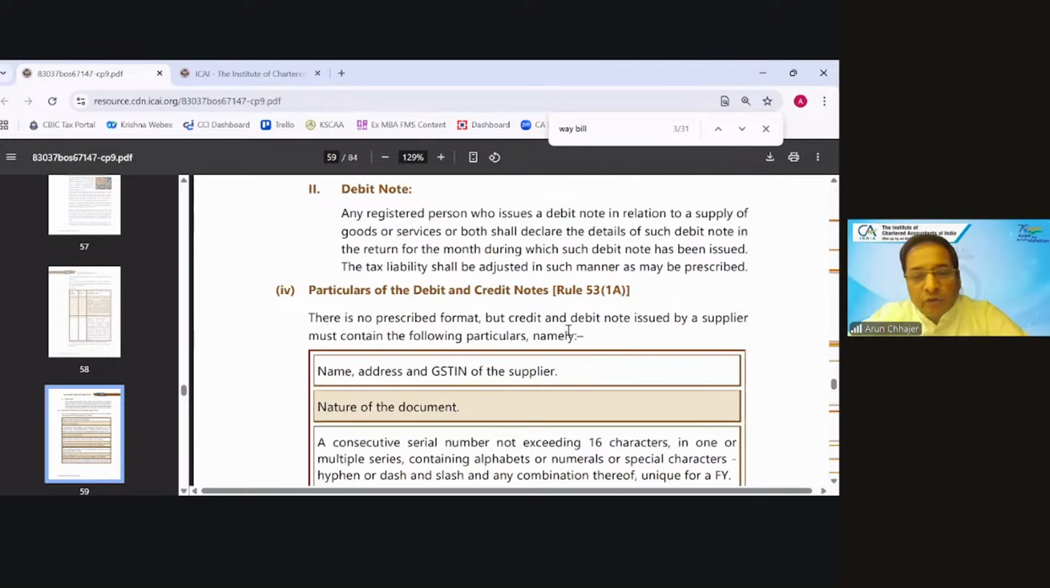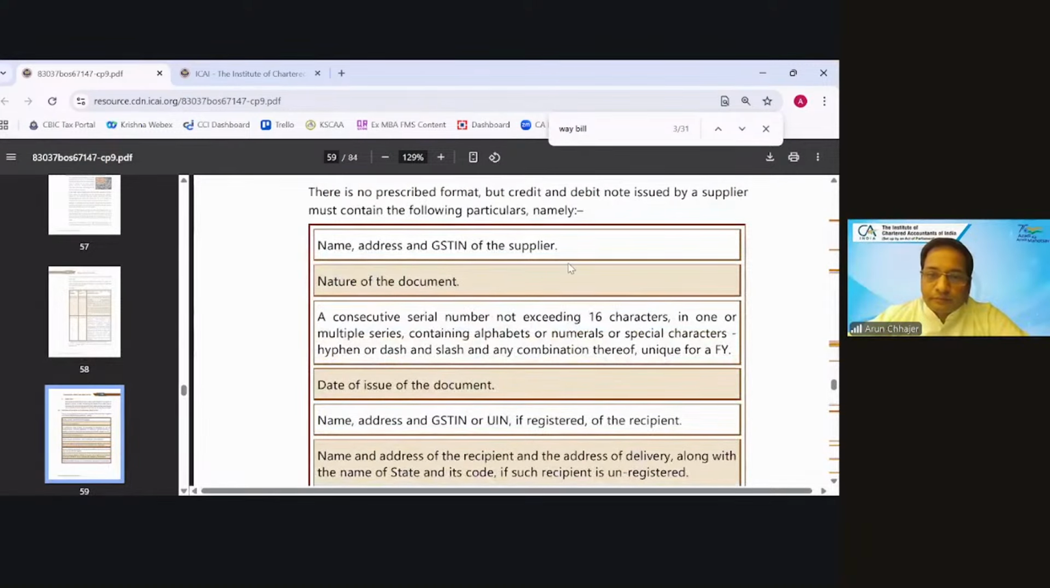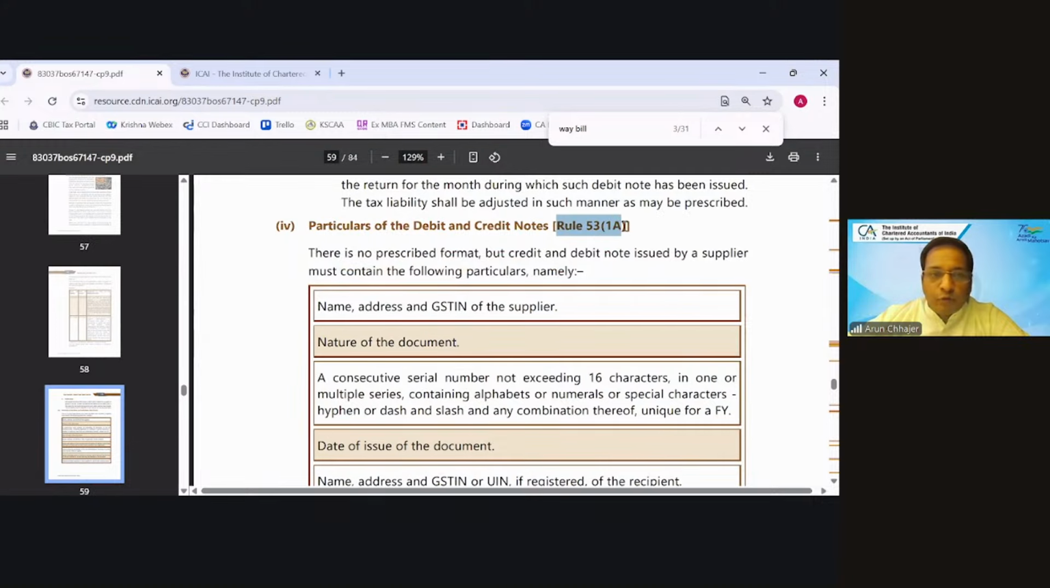Content of the debit note or credit note as per Rule 53, Sub Rule 1A. Again, there is no prescribed format for any category of the document. Only content has been given.